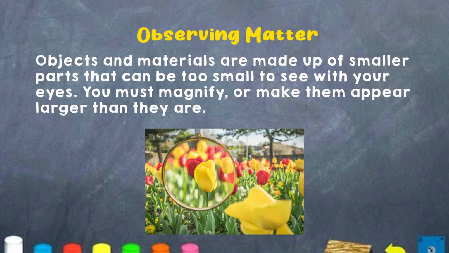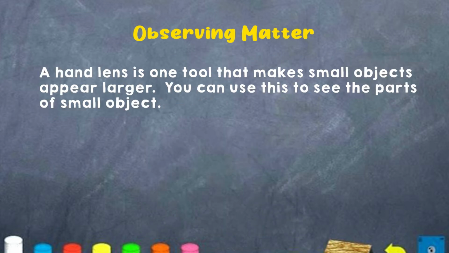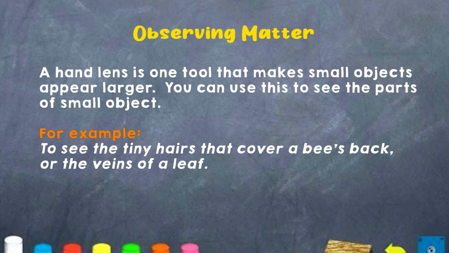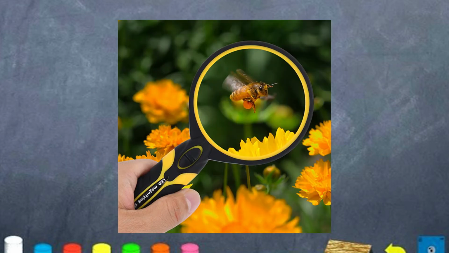So boys and girls, to see some matters, we basically can use a magnifying glass. In addition, we can also use a hand lens. A hand lens is one tool that makes small objects appear larger. You can use this to see the parts of small objects. For example, to see the tiny hairs that cover a bee's back, or even veins of a leaf. Now, boys and girls, take a look at an image of a hand lens.